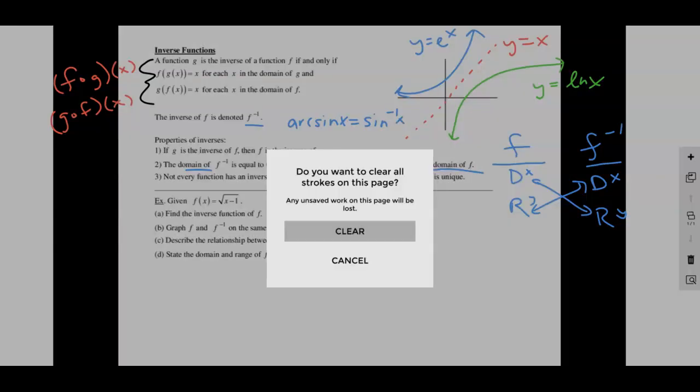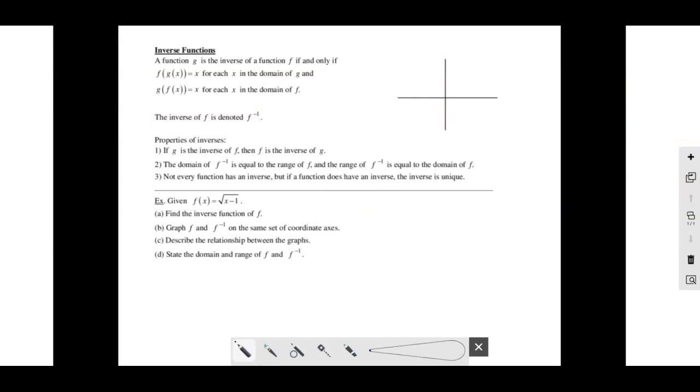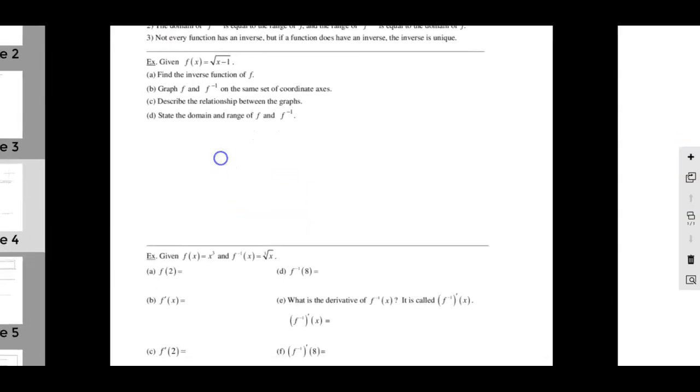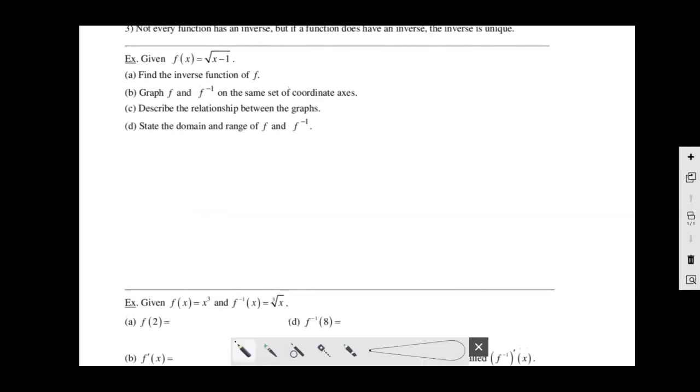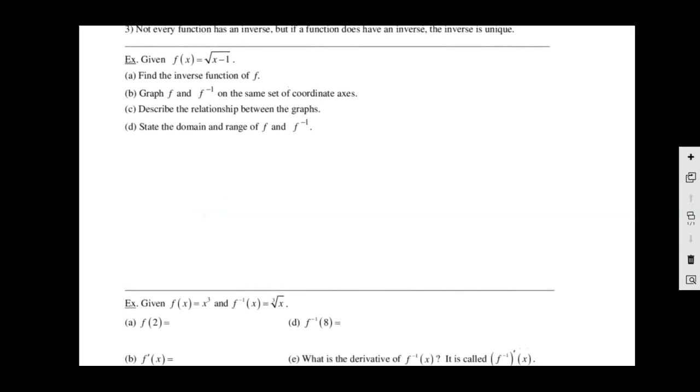All right, let's go through and do this last little bit of algebra, and then we'll get into the calculus. Here we go. Given this function f equals the square root of x minus 1, let's go ahead and find what the inverse of that function is.